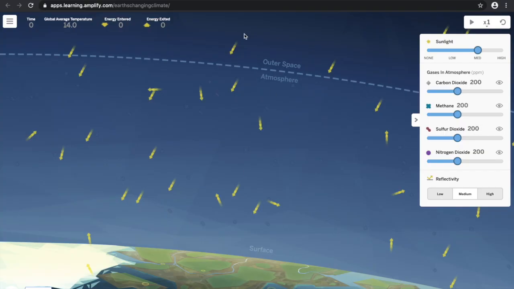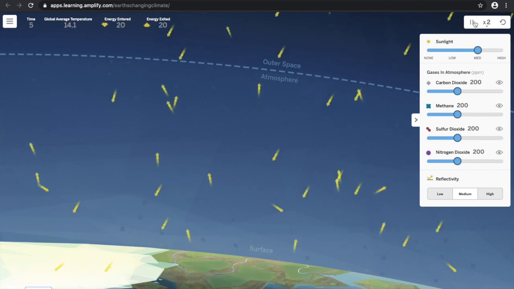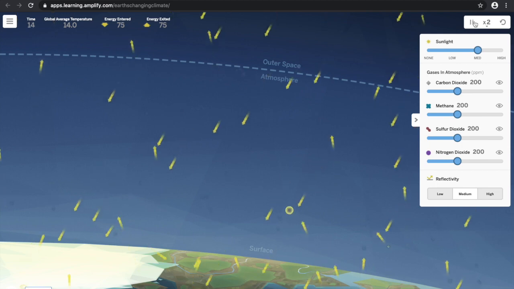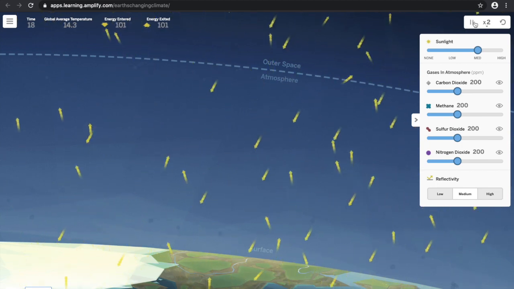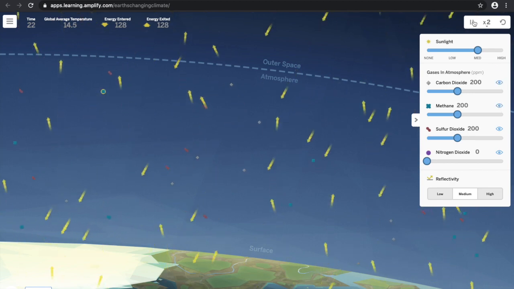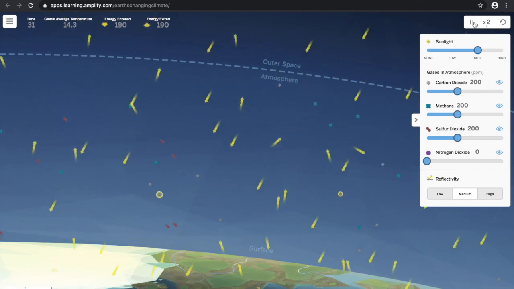So I'm going to go back and reset and see what happens when I decrease it. So again, setting it to 2 times. I've done nothing to it. I'm going to let it play for 20 time units. All right. Now I'm going to decrease all the way down to 0. And again, let it play for another 20 time units.